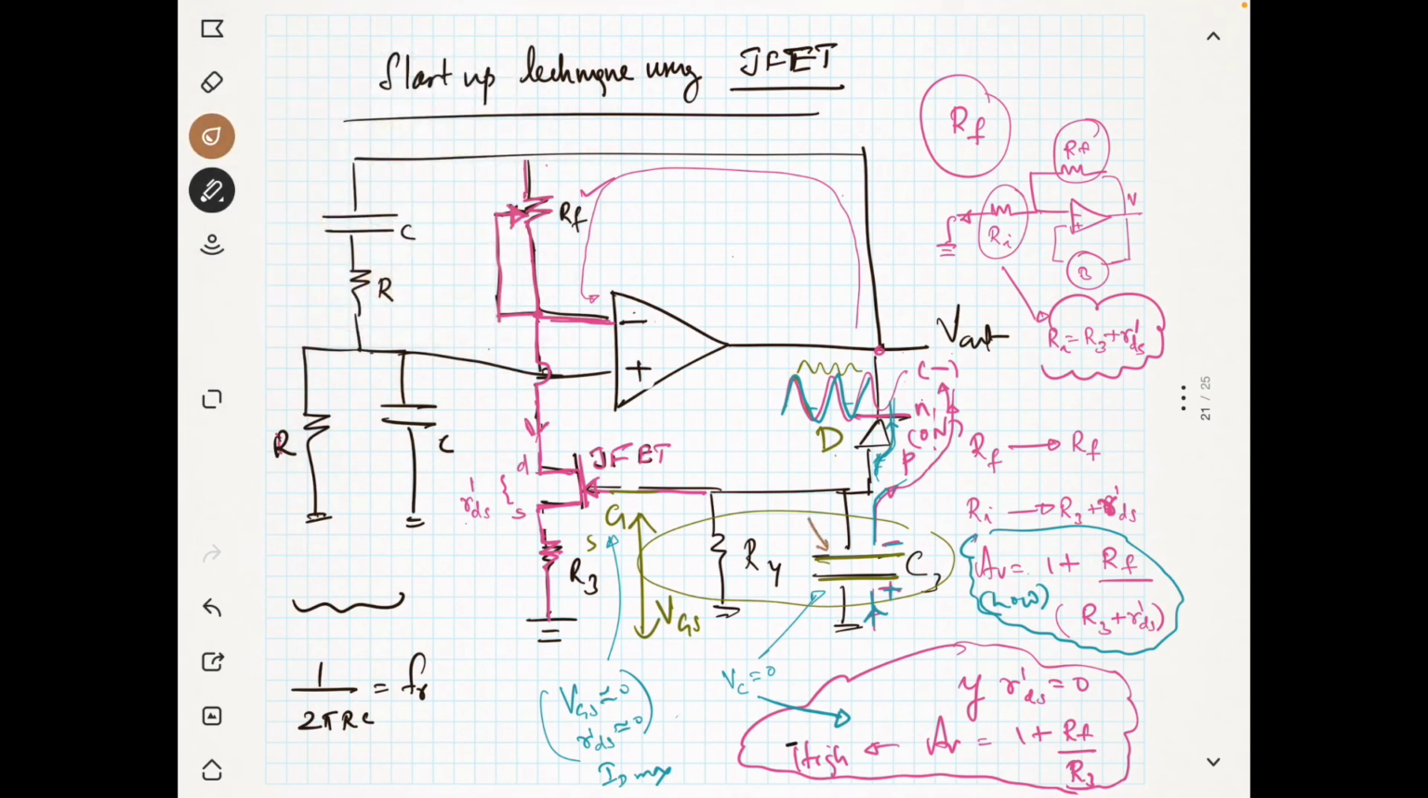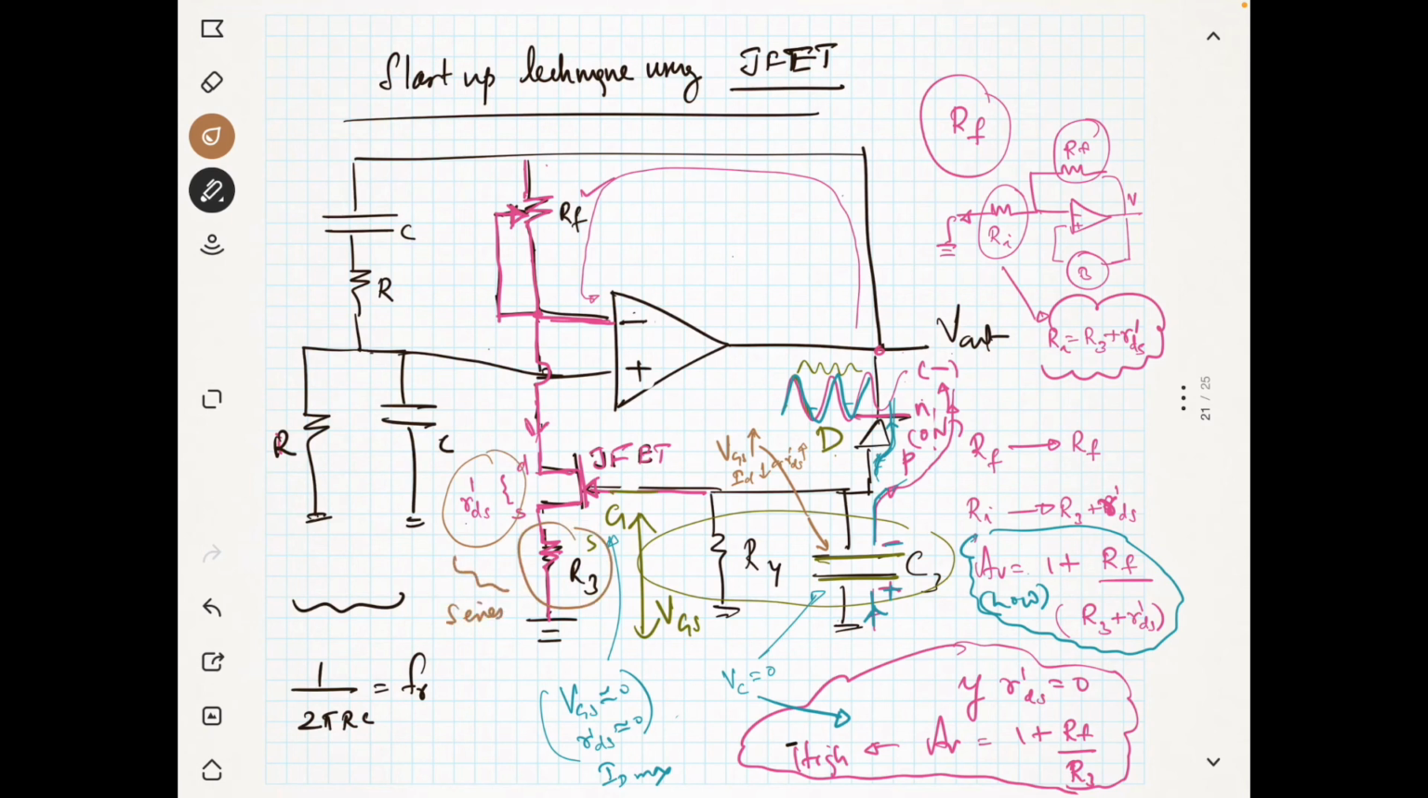Then the VGS will increase. When VGS increases, the current through the JFET will be reducing, or we can say that R'ds will be increasing. When R'ds increases, this R'ds and R3 are in series, both are in series.